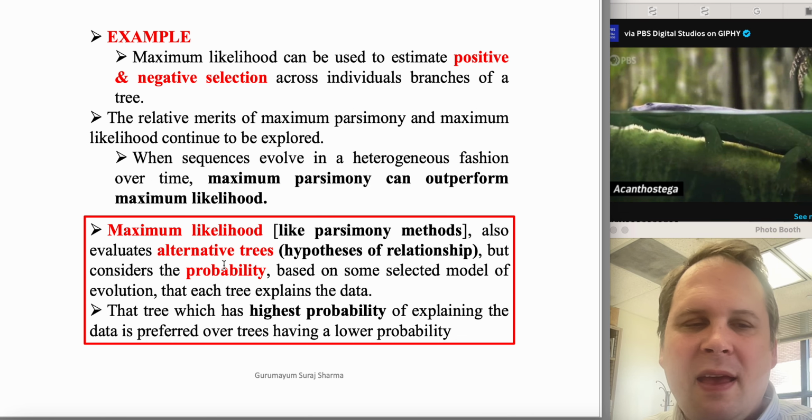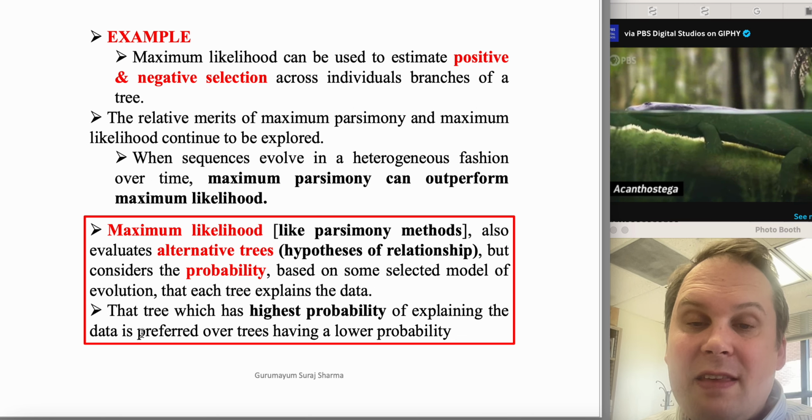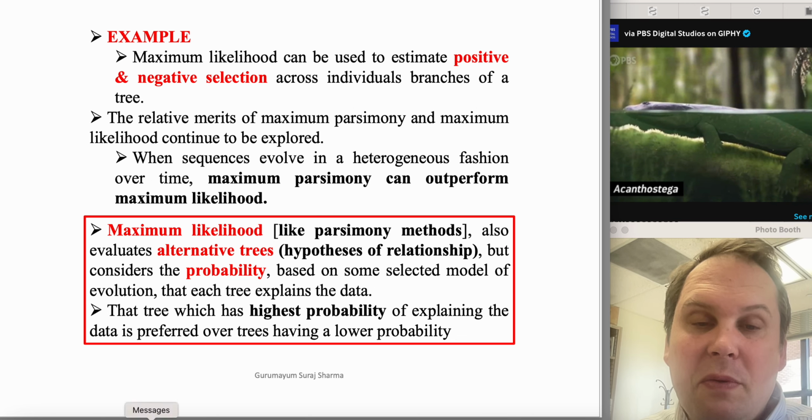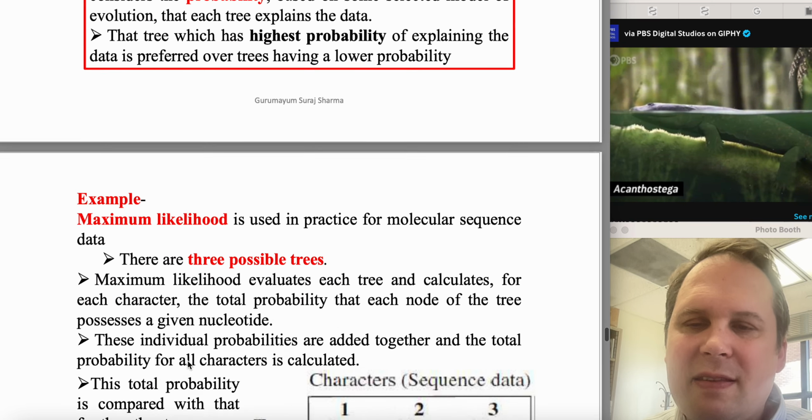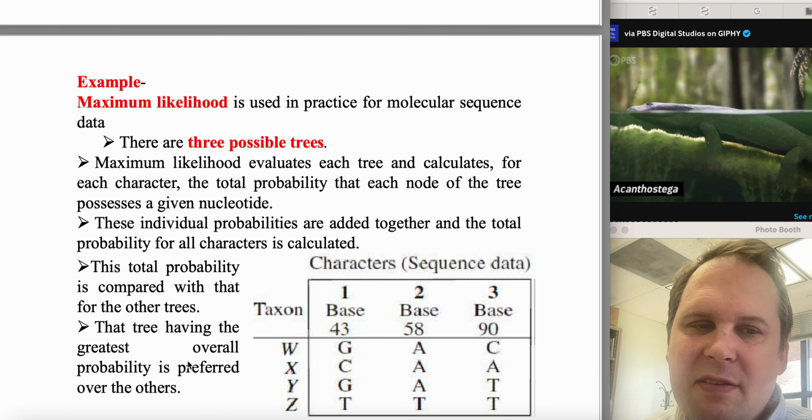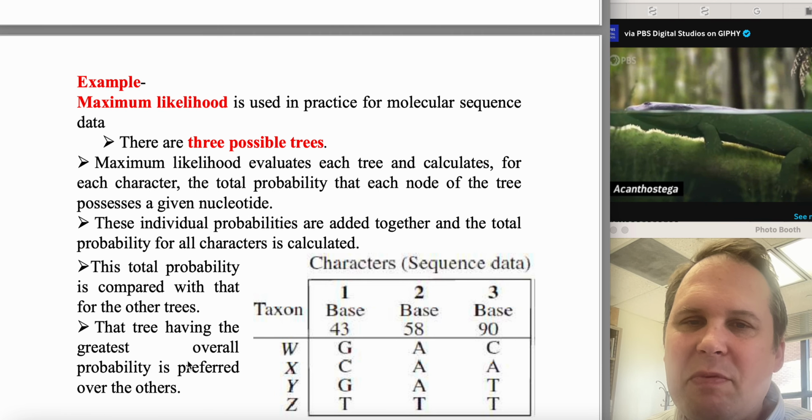And then the tree that has the highest probability value of explaining the data is going to be preferred over trees that have lower probability. And so that's the method, basically, in a nutshell. Easier to do on a computer than it is to conceptualize, I think.